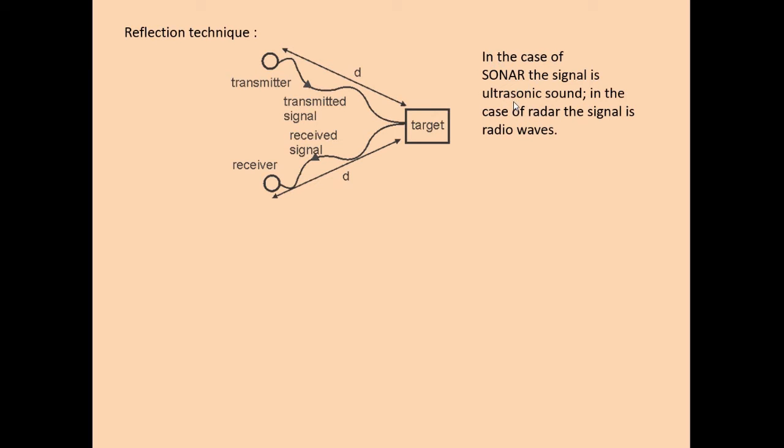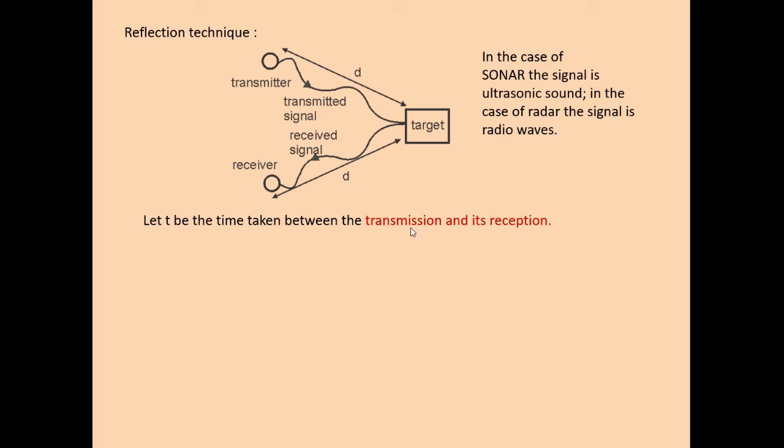In the case of sonar, the signal is ultrasound or ultrasonic sound. In the case of radar, the signal is radio waves. Sometimes, to determine the distance of the moon, we can even use laser, which is a special kind of light.